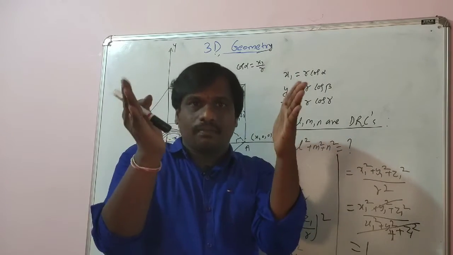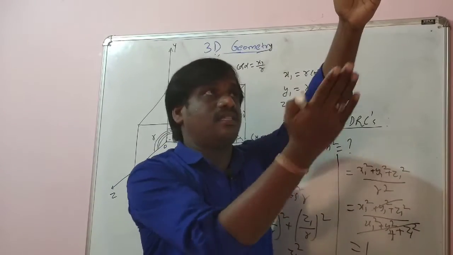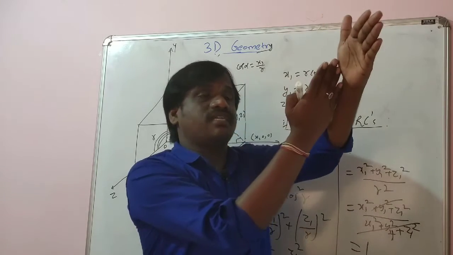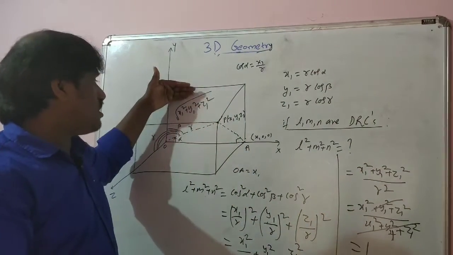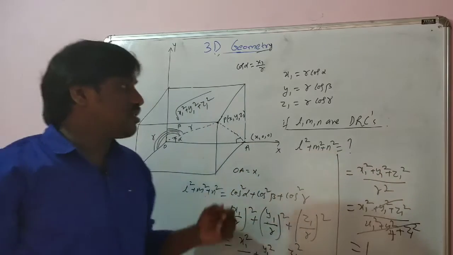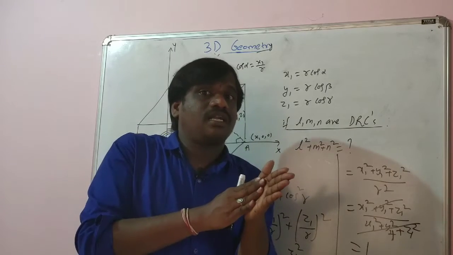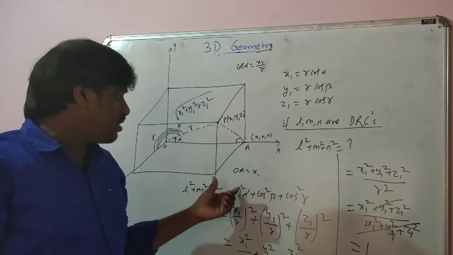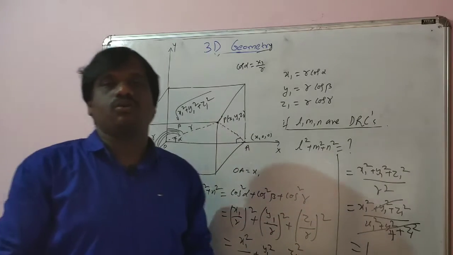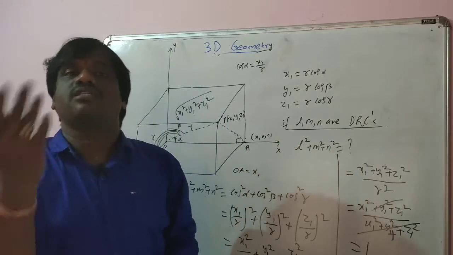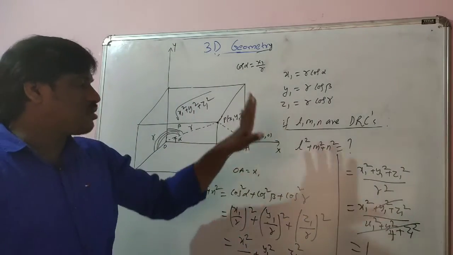If two lines are parallel, as you have learned in vectors, this vector can be expressed as some lambda times the other vector. That is the reason they are called direction ratios. Direction ratios are proportional to direction cosines, because they are parallel in space, according to the vector concept. So here you understood what direction ratios are.